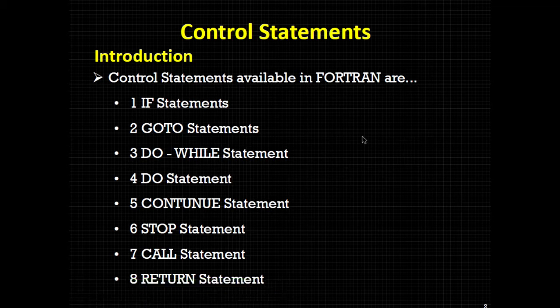So let's start. Control statements are the statements which are capable of transferring control from one statement to another depending upon the conditions. The various control statements available in Fortran are the if statement, go to statement, do while statement, do statement, continue statement, stop statement, call, and return. Out of these 8, the first 4 are very important, which are if, go to, do, and do while statement. We will see them one by one.